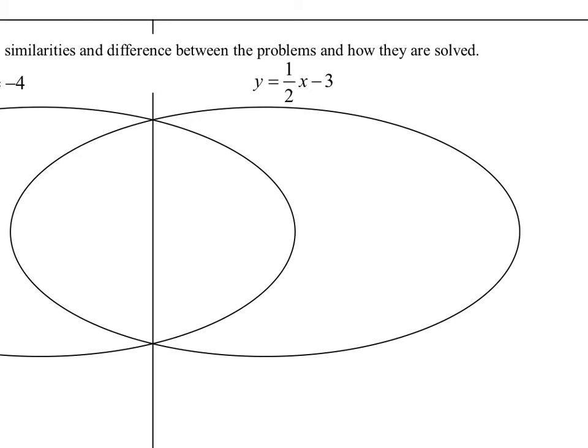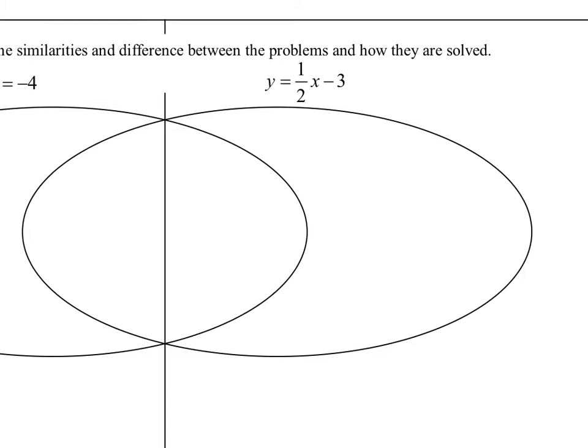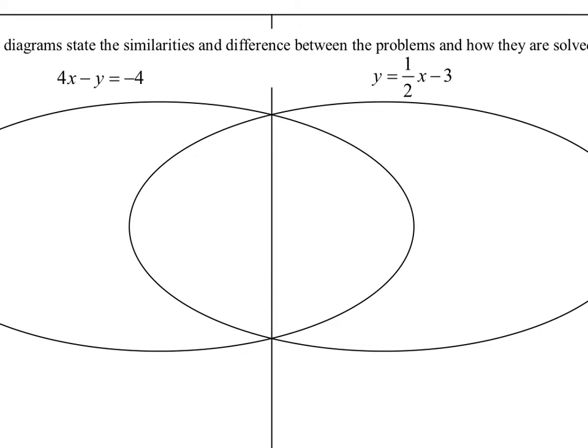I want you to work with your partner right now. Fill in the Venn diagram about this problem. I want you to think about the things about how they look, what we know about the equations, and how we solve the equations. So specifically think about those three things as you're filling out the Venn diagram. I'm going to give you about 1.5 minutes to do this with your partner. All right, let's get this Venn diagram filled out.